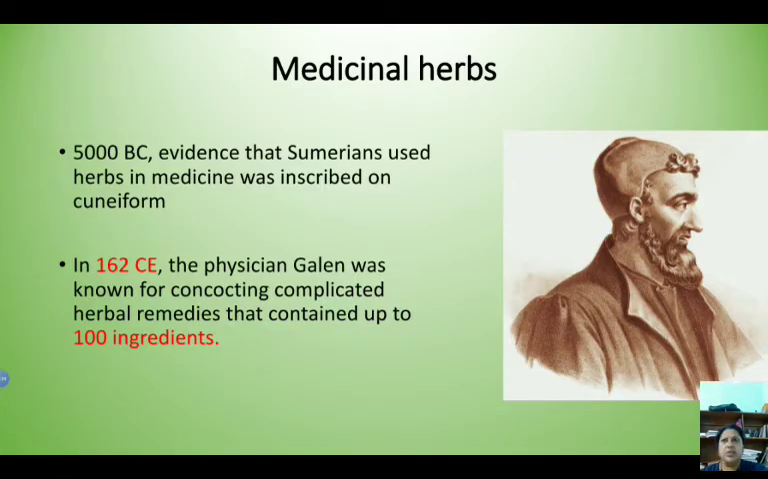Coming to the general medicinal herbs, how did these medicinal herbs come into existence? Normally in 5000 BCE, there is some evidence that the Sumerians used herbs in medicines and inscribed them on cuneiform. Cuneiform means stone writing, which is written on stone. They prepared a herbal remedy having 100 medicinal plants. We really have to think of this, because today we have a lot of technology. We know many different plants, but still we are running out of many medicines, is it not? So we have to think of this person, the physician Galen.